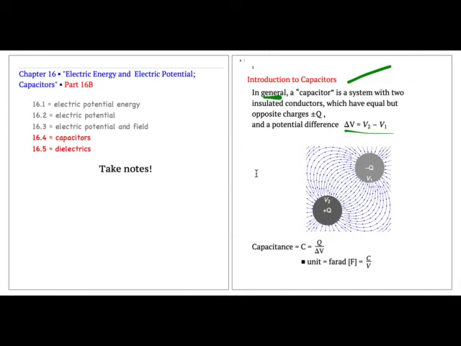Now we define an observable or measurable quantity called capacitance of this system, denoted by C. It's Q divided by delta V. That's simply a definition.